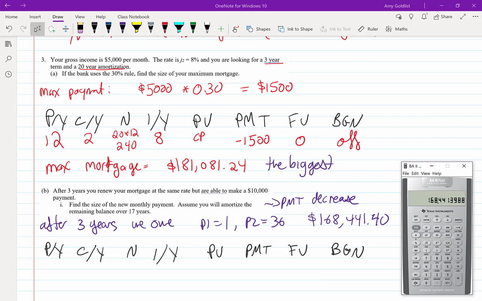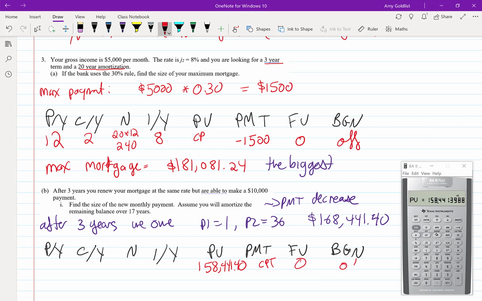So I'm going to take that number. I just pressed clear one time to make it just the number itself. I'm going to subtract 10,000, and that is going to be my new present value. So let's write that in, $158,441 and 40 cents. I'm going to recompute my payment.